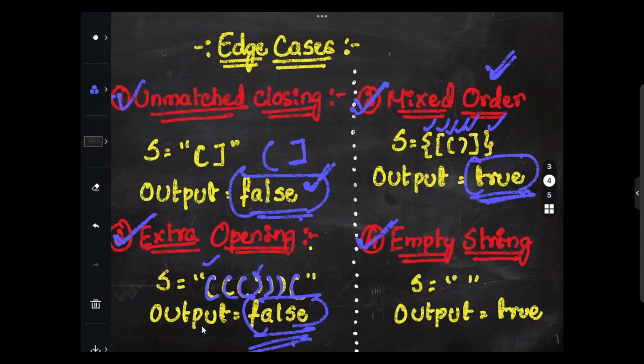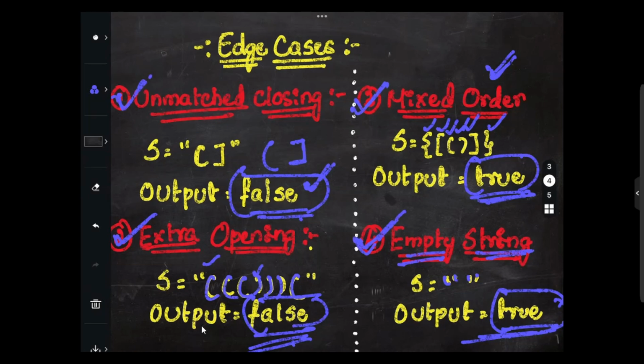Let's move on with the fourth edge case here, empty string. When I say empty string, we are considering an empty string as input. Output will be true. For the empty string, we always directly return true. Just keep this in mind. We don't have any brackets or braces at all, so we directly have the empty string, and we return true. This is an important edge case.